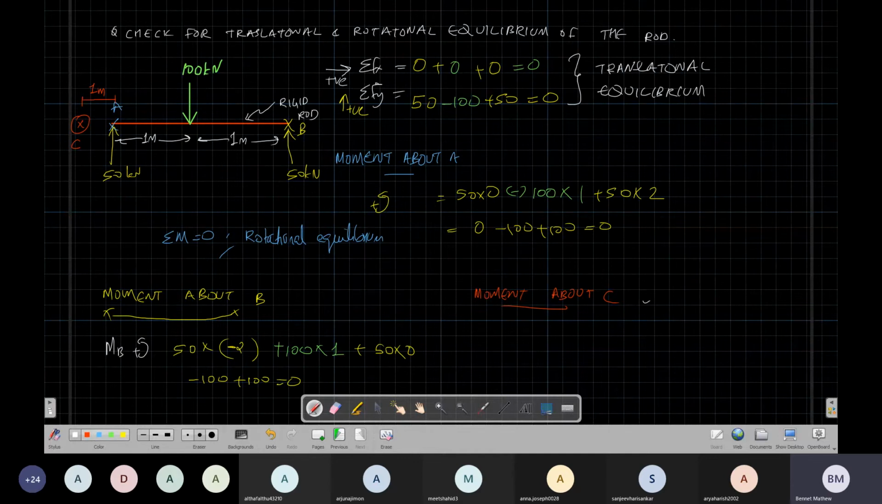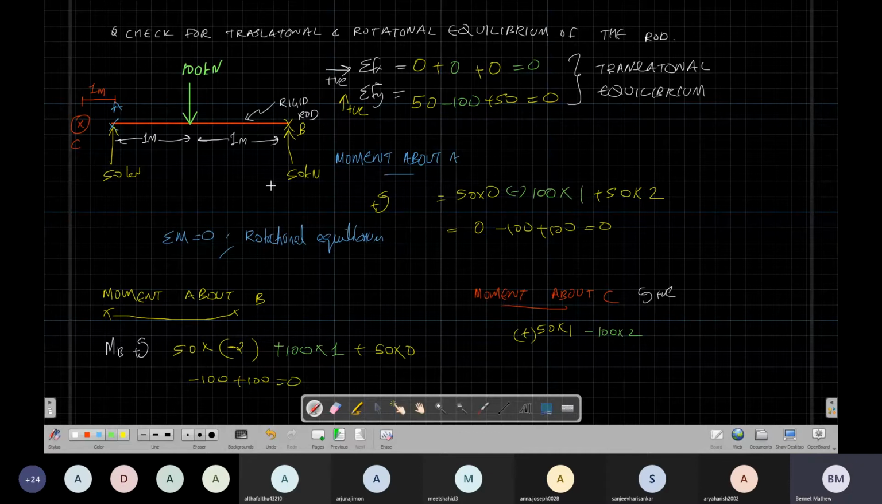So let's say anti-clockwise we'll assume to be positive. The 50 is at 1 meter. It is trying to rotate in the anti-clockwise direction, so that is positive. So 50 times 1. Now, what about this 100? 100 is trying to rotate in the clockwise direction, so that has to be minus. 100 times, what is the distance? 1 plus 1, 2 meters.